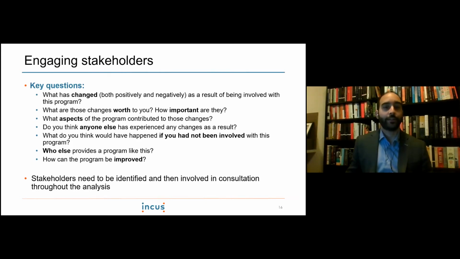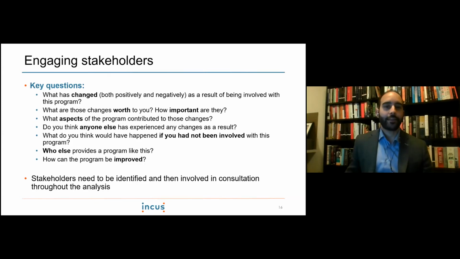Do you think anyone else has experienced any changes that might help you identify some secondary stakeholders or others that you need to include? What do you think would have happened if you hadn't been involved with the program? Who else provides a program like this? How can the program be improved? So obviously these don't need to be asked verbatim, but these are the sort of questions we're trying to answer as we go along doing our social value measurement work.